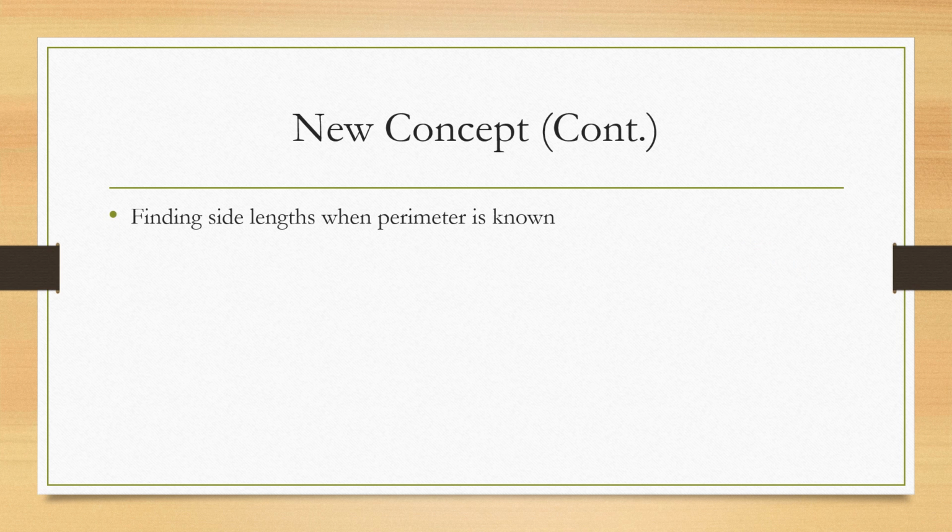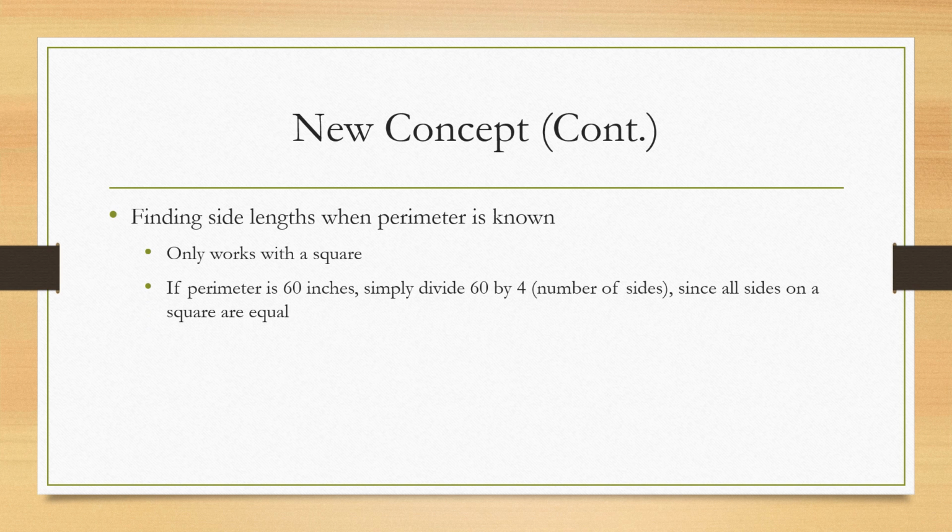Finding side lengths when the perimeter is known. This only works with a square, with something that all the sides are the same length, and we know that is true of a square. So for example, if a perimeter of a square is 60 inches, we would just divide 60 by 4, because that's how many sides there are, since all the sides on the square are equal. 60 divided by 4 is 15, so each side of the square would be 15 inches long.